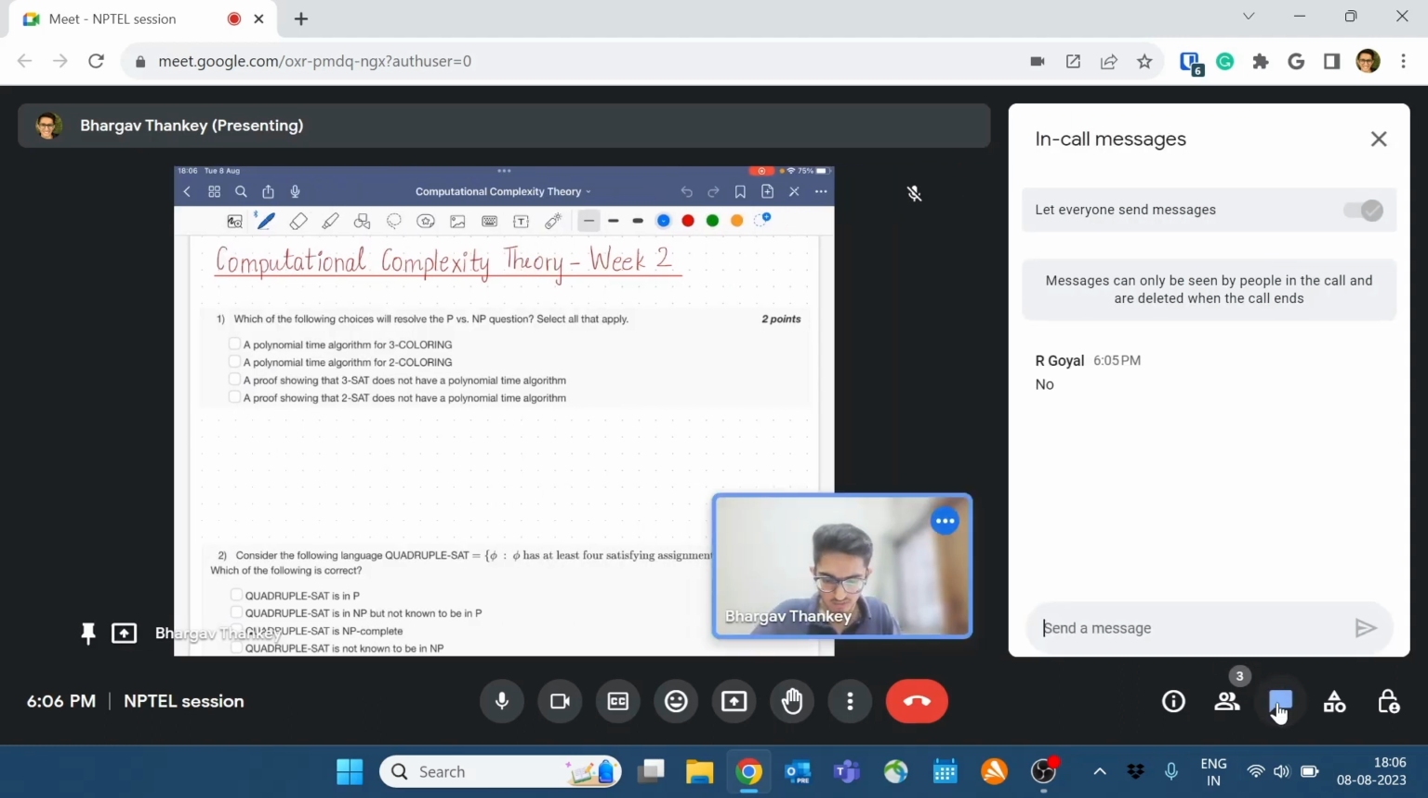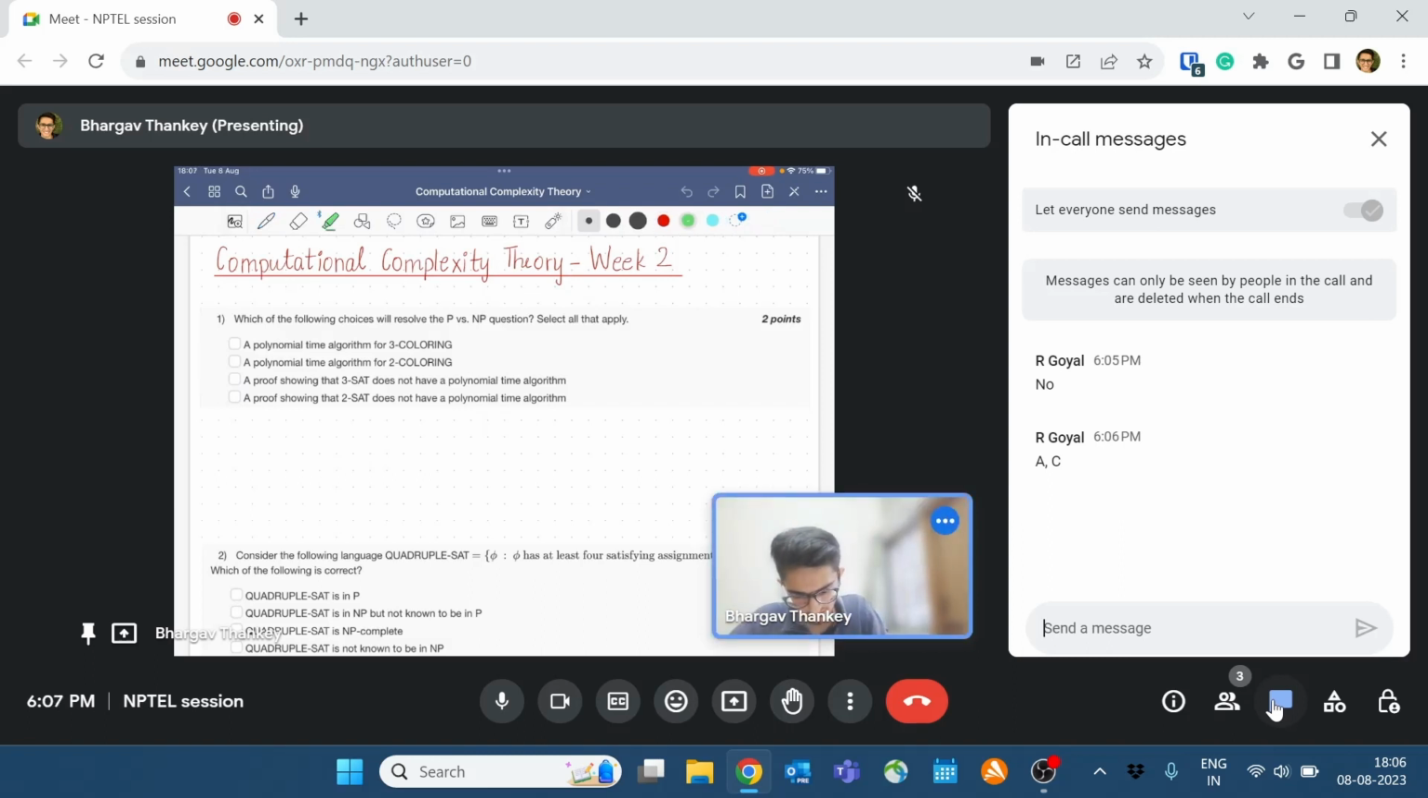Okay, so let's start. The first problem is: which of the following choices will resolve the P versus NP problem? Select all that apply. The options are a polynomial time algorithm for three coloring, a polynomial time algorithm for two coloring, a proof showing that 3SAT does not have a polynomial time algorithm, and a proof showing that 2SAT does not have a polynomial time algorithm. So, which of the options are correct? I think the correct options are A and C.